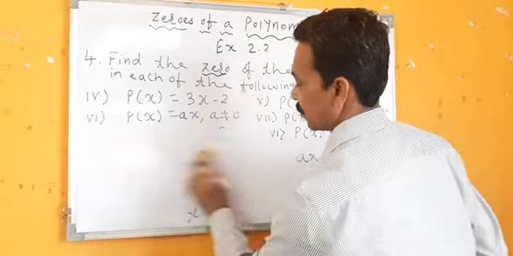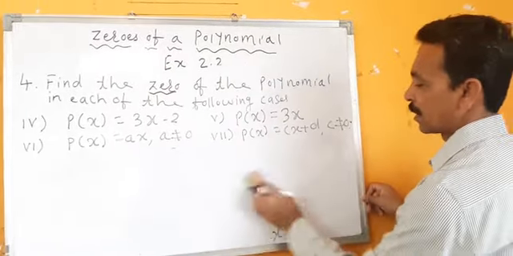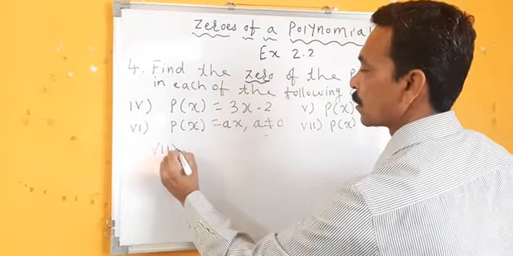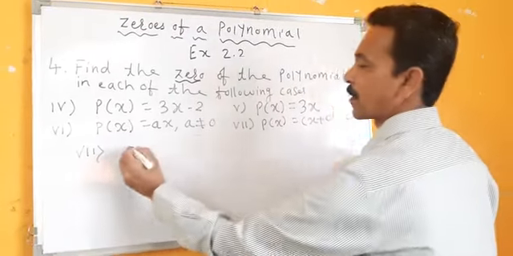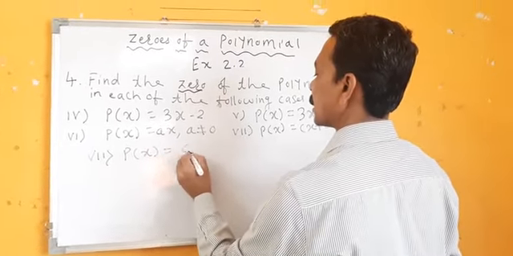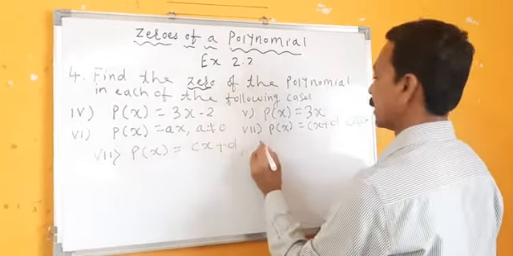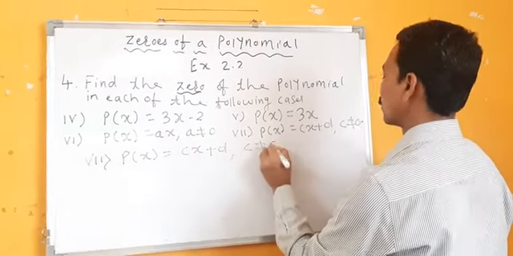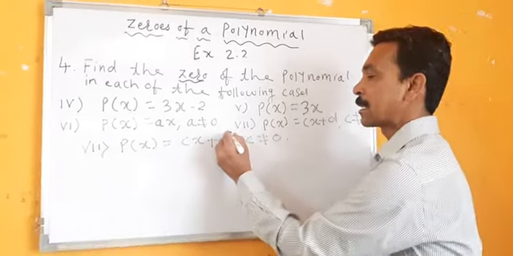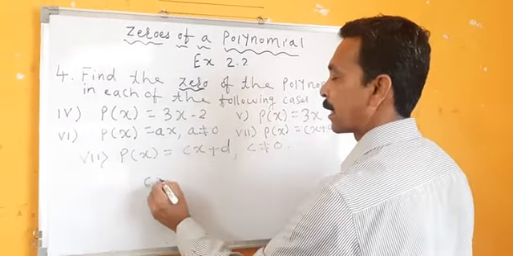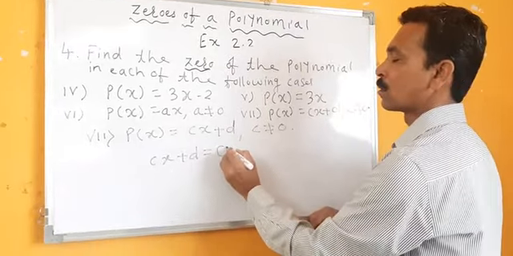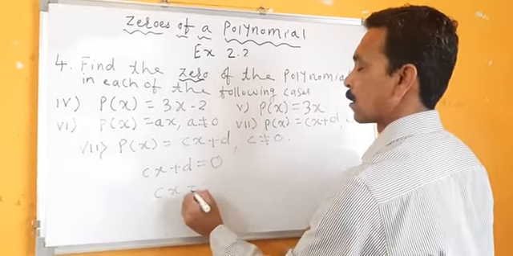Now the last sum of this exercise, that is the 7th sum, right? What is the 7th sum? P of x is equal to cx plus d, where c is not equal to 0. P of x is equal to cx plus d. Then what I will write here? Cx plus d is equal to, what will come here? 0. Cx is equal to 0.